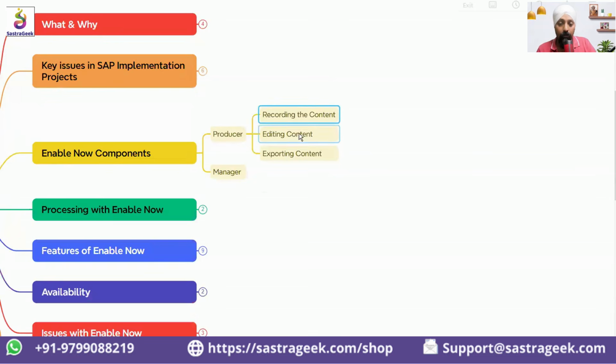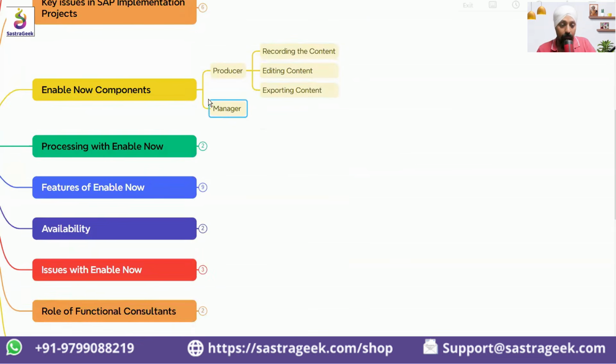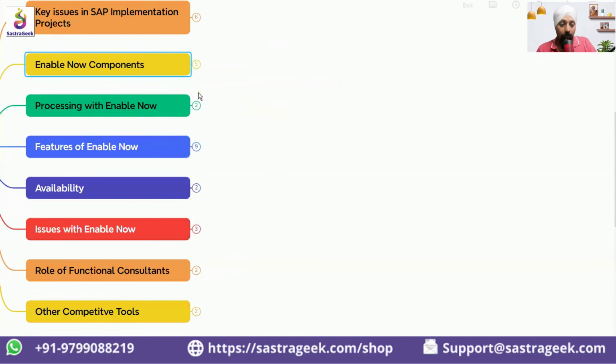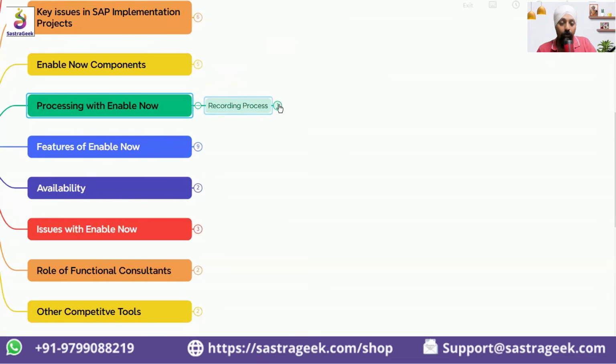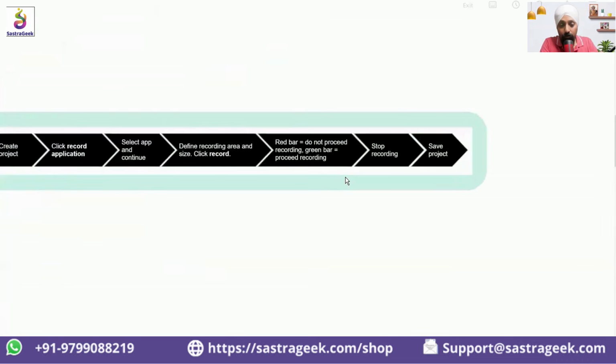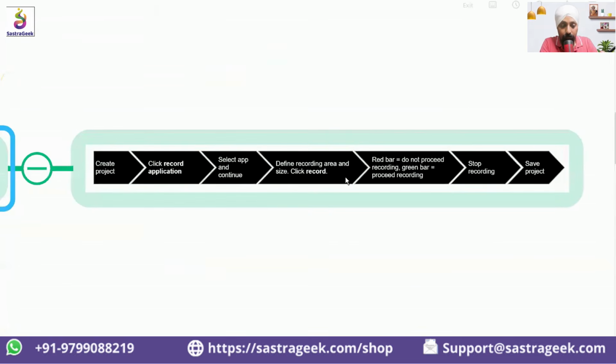So we can record, we can edit, and we can export the content. And with the manager, we can publish the content into the manager. Now let's go ahead with the processing with Enable Now. If you want to do the recording process, how can we do it? What are the steps we need to do to record the process?